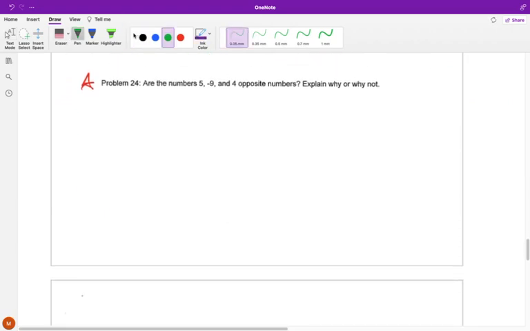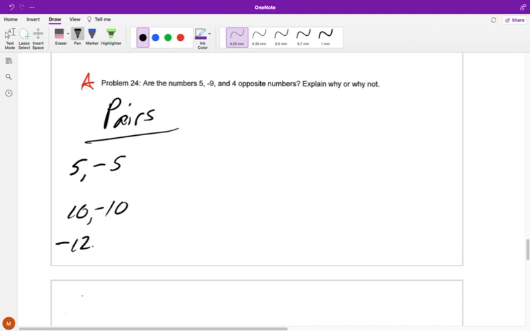All right, so for problem number 24, opposite numbers are numbers on the opposite side of the number line that are the same distance from 0. So opposite numbers have to be pairs. That means that when we do this, there's only two numbers. The opposite of 5 is negative 5. The opposite of 10 is negative 10. The opposite of negative 12 is 12. It's always a pair of numbers.